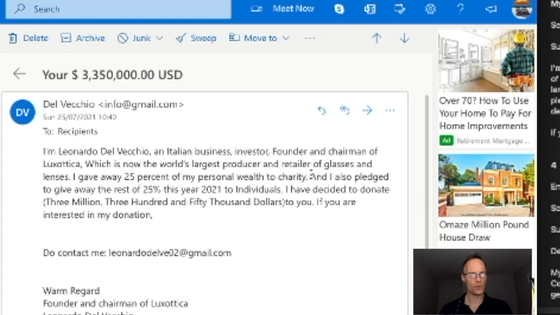They do full stop after lenses. I gave away 25% of my personal wealth to charity, full stop. And I also pledged, okay, so here they're starting the new sentence with and, but if they want to use the and, make it one sentence. If they don't want to make it one sentence, then they could just remove and, which is what I've done.